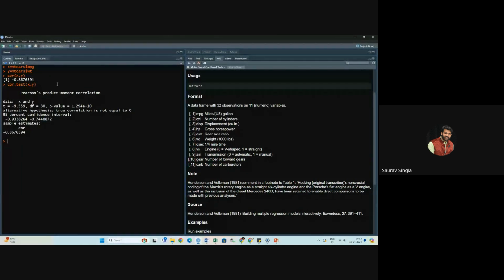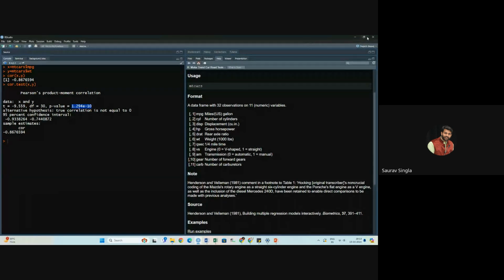This is how you get the results of the test. You can see the p value is quite low, that is 1.29 into 10 raised to power minus 10. That means very small. This value is 0.00000 something, then 1. So that is a very small value, which means this is significant. That's how you can test the significance in R software.